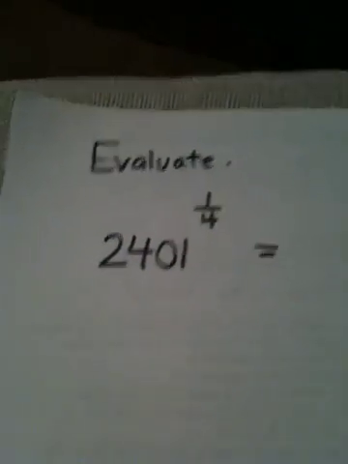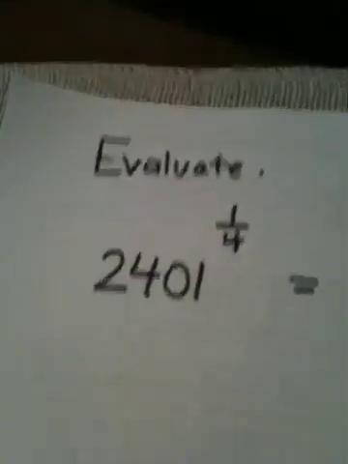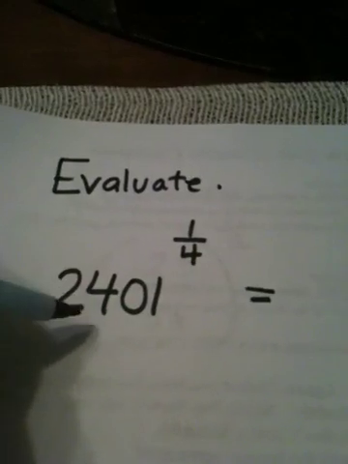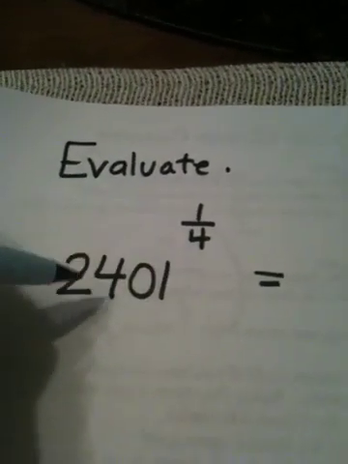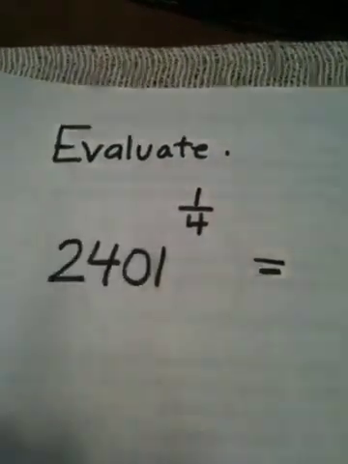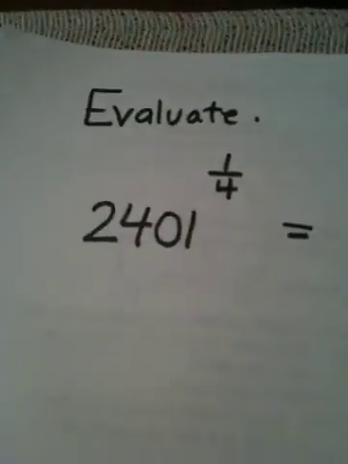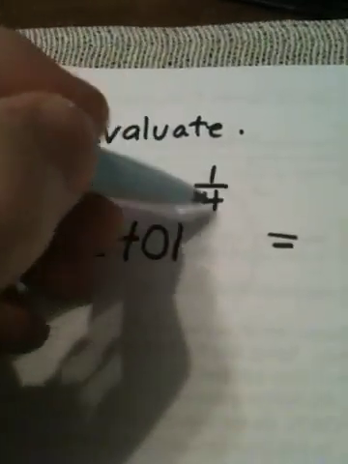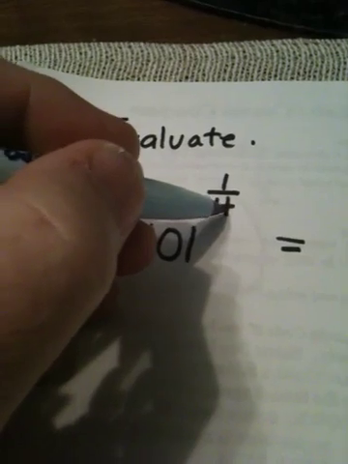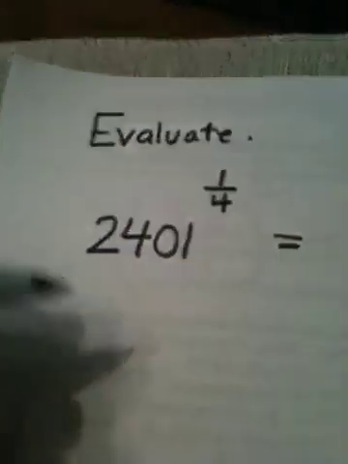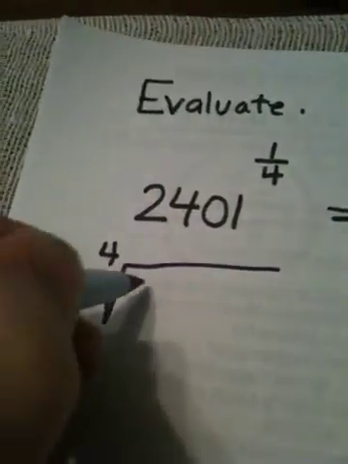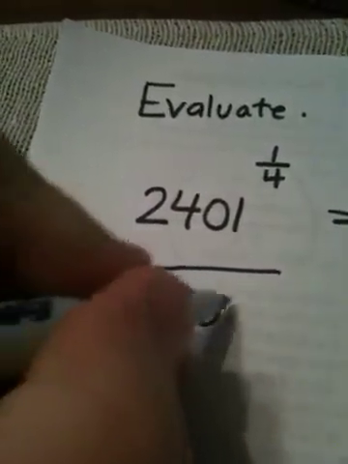Okay, as we continue this section, section 7.1, we're asked to evaluate 2401 raised to the 1/4 power. Now, what we're really being asked here, the 1/4 power, remember, the denominator becomes the index, and the numerator becomes the power of the number. So we're really being asked to find the 4th root of 2401.